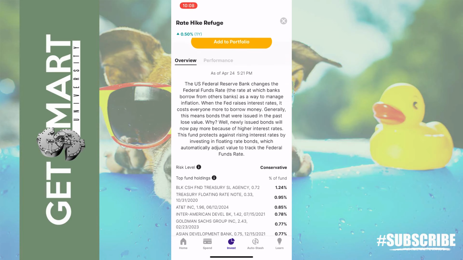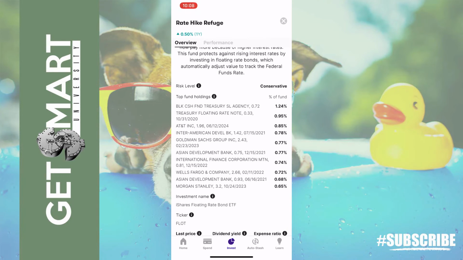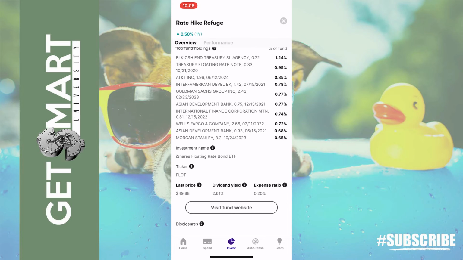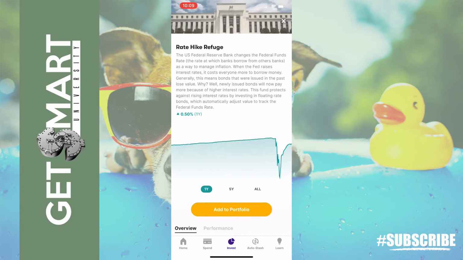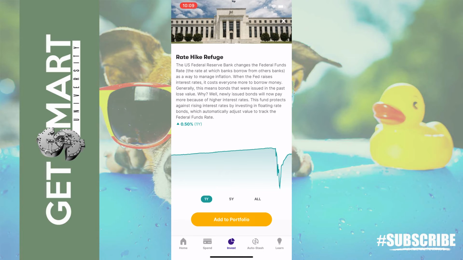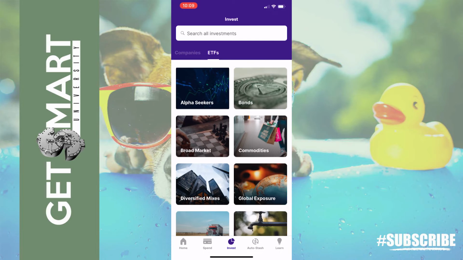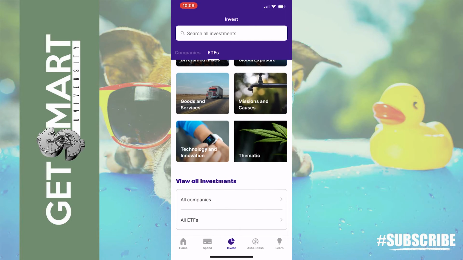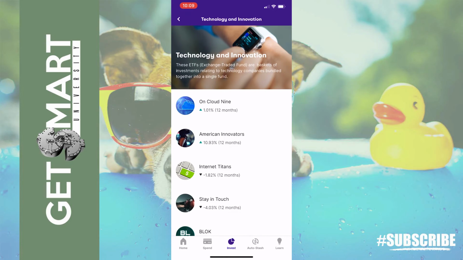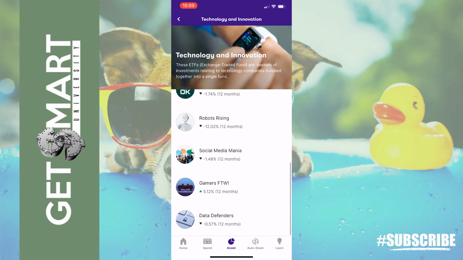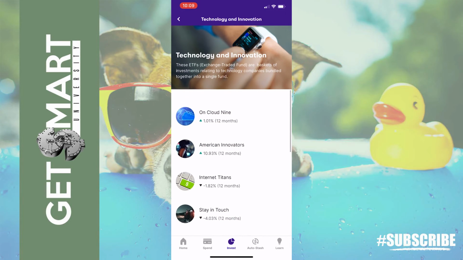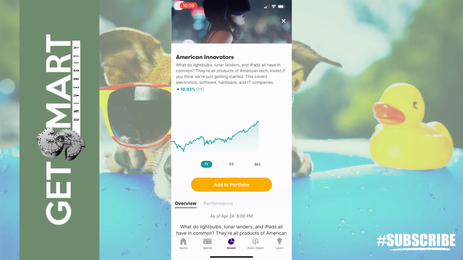Here's where you can get the information you need, and it tells you about the top holdings and everything it has, as well as the dividend yield, which is very important if you're investing. With dividend yield, you want to know how much you're going to be getting for holding or investing in that bond. So let's get out of bonds and go to some other funds. Let's look into technology. So let's go down, find technology. Let's see, which one should we go to? Let's go to American Innovators.